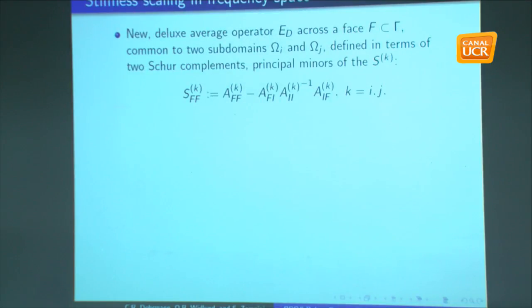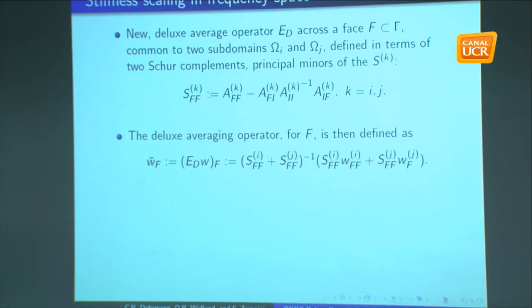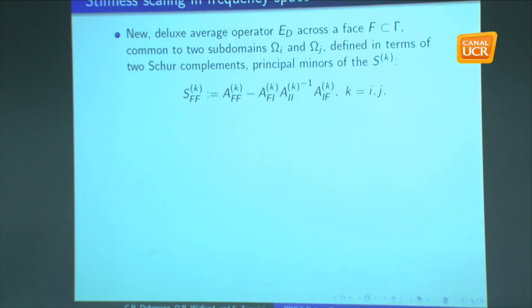Okay, so what is Deluxe? Let's look across the face. We also have edges, which are common to more than two subdomains, but I'm going to give you the formulas for a face, which is a little simpler. First of all, we can compute a Schur complement. This is actually the sub-matrix of the Schur complement for the subdomain omega k, restricted to the face. And here's the formula. This is exactly what you get when you eliminate the interior variables.